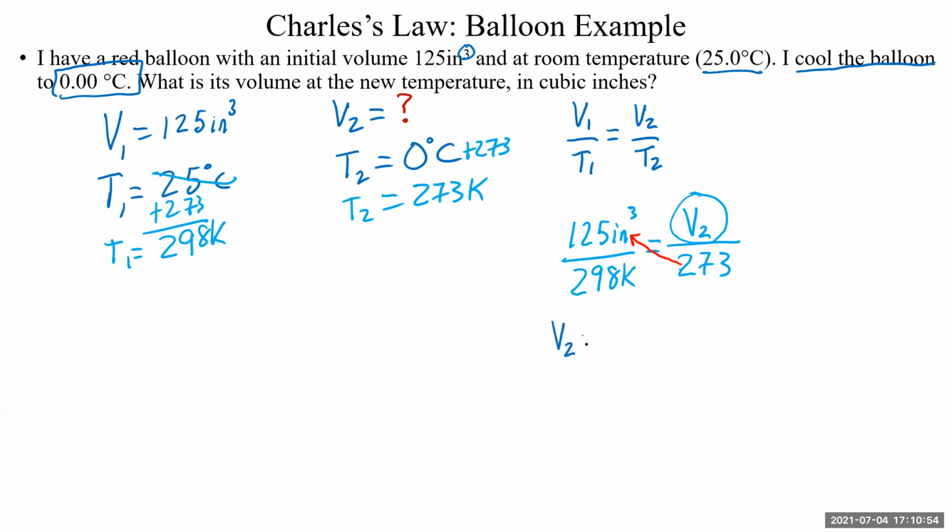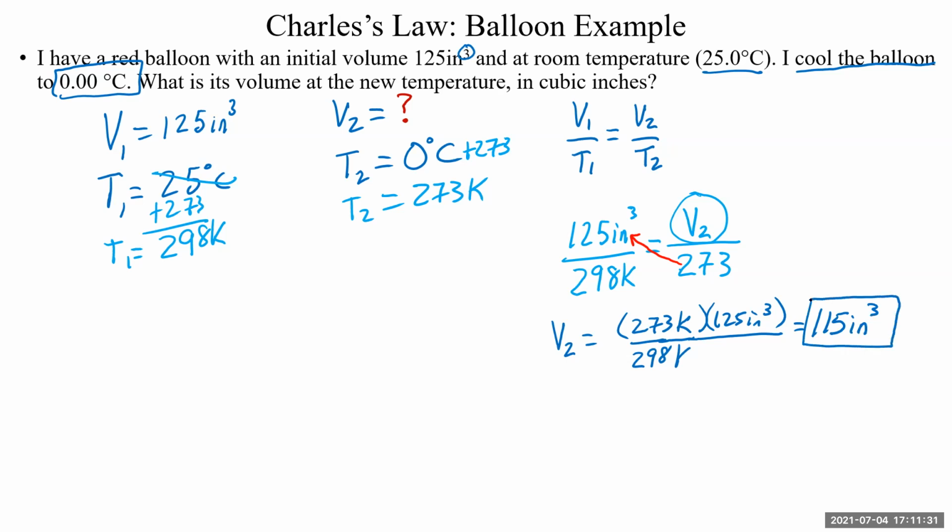So V2 is going to equal 273 kelvins divided by 298 kelvins, times 125 cubic inches. That is a fraction of 273 divided by 298, which should give us a fraction that is less than 1, and then multiplied by 125, we get 114.5, or I'm just going to round to 115 cubic inches. And cubic inches are just fine for our purposes.